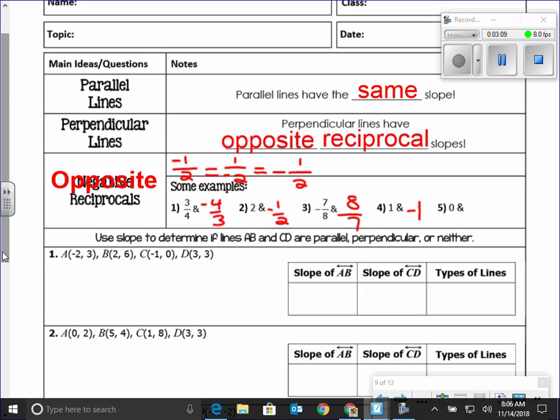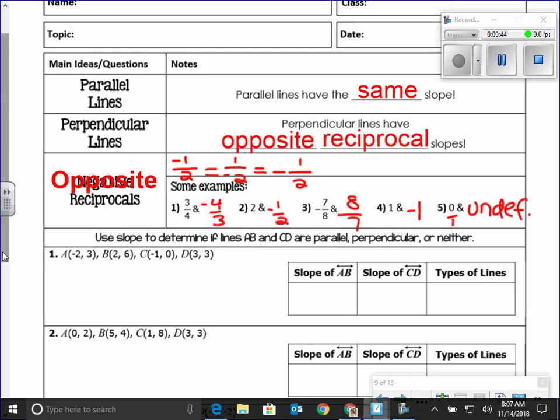Let's show this. If you have a whole number, you can just place it over 1. To do this I would have to flip it, so it'd be 1/0, and then negative. Can you have 0 in the denominator? No. Anytime you have 0 in the denominator, that is going to come up as undefined. So if you have a line with 0 slope, the opposite reciprocal one would be one that is undefined.